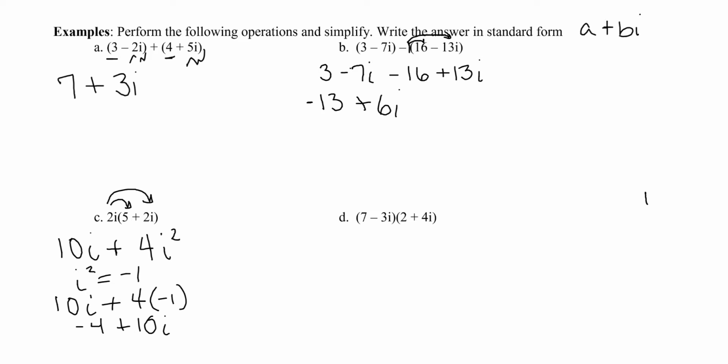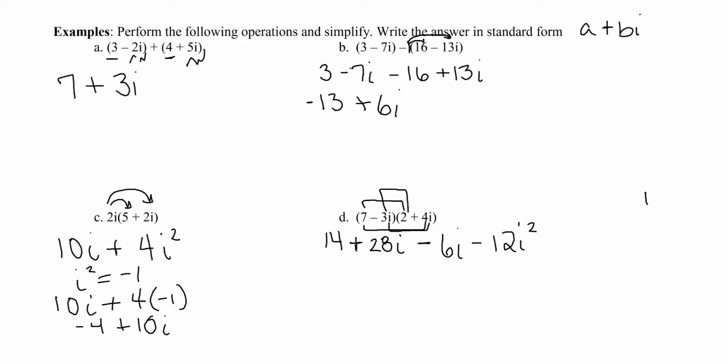Now for D, we're going to do FOIL. Okay. So we're going to start off and we'll do 7 times 2, which is 14. Then we'll do 7 times 4i, which will give me a positive 28i. Next, I will do negative 3i times 2, so I'll get negative 6i. And last, I'm going to do negative 3i times 4i, so it'll give me a negative 12i squared.